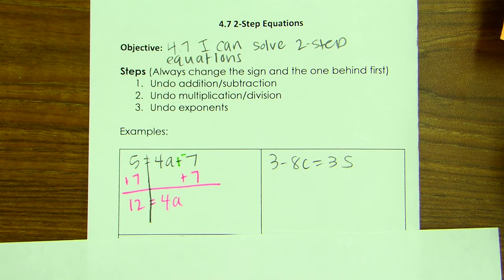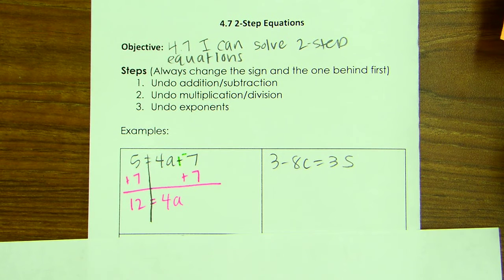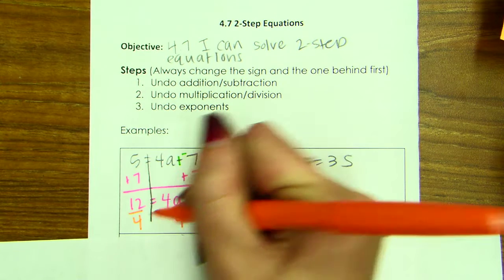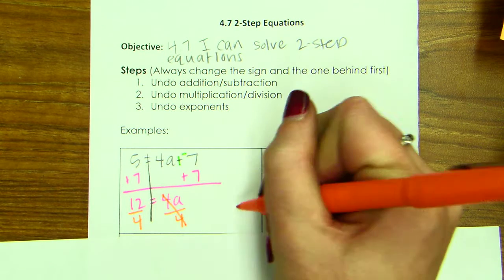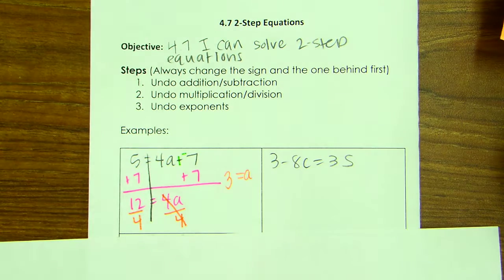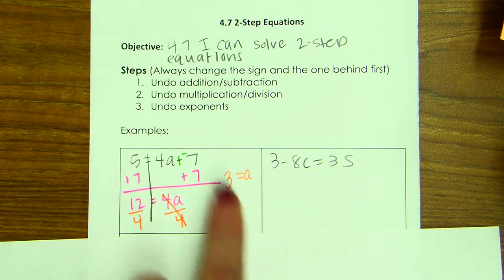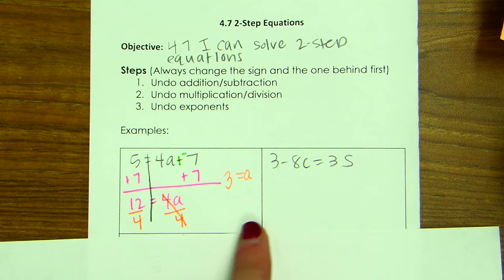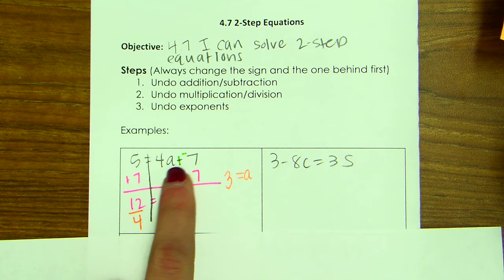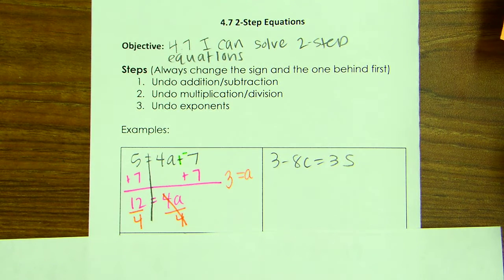Now I'm on step 2, undo multiplication and division. This means 4 times a, so the opposite of multiplying by 4 is going to be dividing by 4. 4 divided by 4 is 1, so I have 1a equals 12 divided by 4 is 3. And then the step 3 is to undo exponents, but I don't have any exponents, so I'm done with this one. I can go back in and check my work. 4 times 3 is 12, 12 minus 7 is 5, so we did this one correctly.